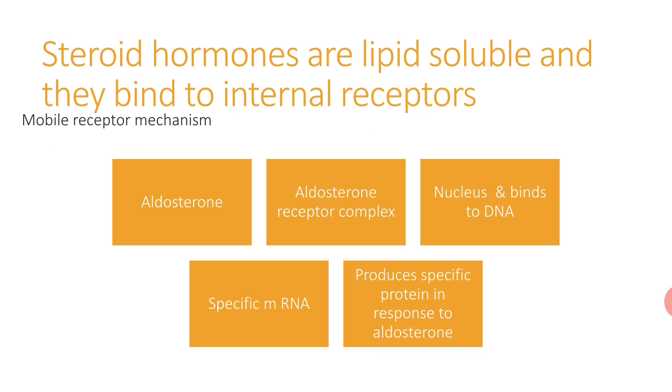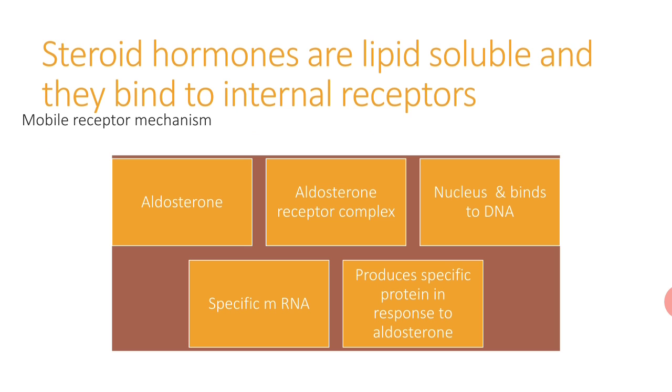So like that, there are two types of hormonal mechanisms, namely hydrophilic hormones act through cyclic AMP, that is a signaling molecule, whereas lipid soluble hormones act through the mobile receptor mechanism. So this is about the hormonal mechanism in relation to hydrophilic hormones and lipid soluble hormones. Thank you very much.